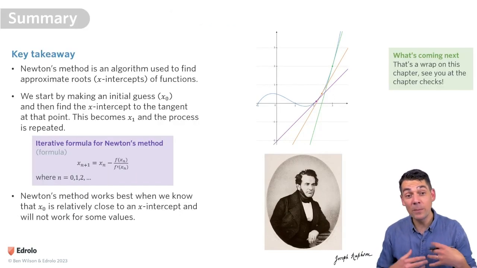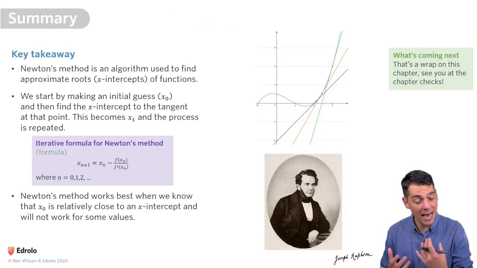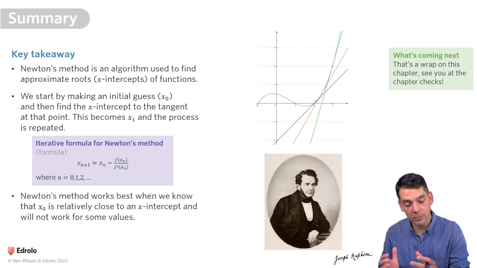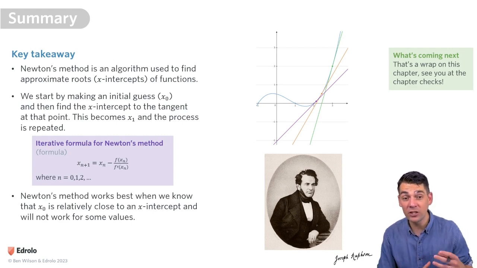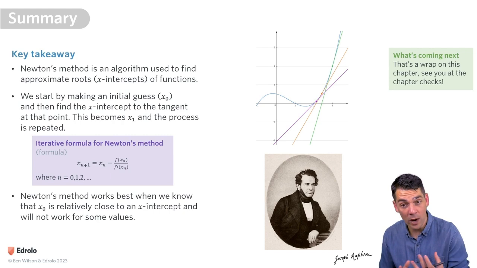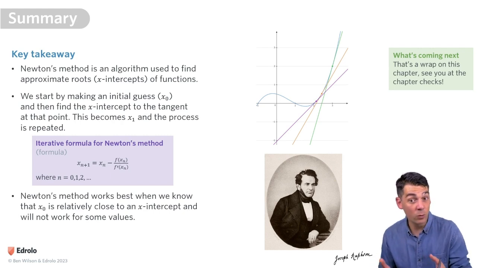Okay, so to sum up the lesson, we've been talking all about Newton's method, which is an algorithm that we use to find approximate roots or x-intercepts of functions. We've only looked at it for cubic functions because that's what's in the study design. It does work for other functions as well. So you might like to have a go at it with a quadratic or a function that's a little bit simpler for plugging things into the formula.